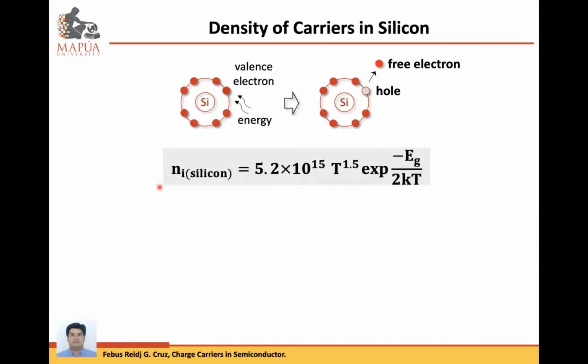And this can be computed using this equation. The density of carriers of intrinsic silicon, meaning pure semiconductor, is equal to 5.2 times 10 raised to 15 multiplied by the temperature in Kelvin raised to 1.5 times the exponential of the negative of the energy gap divided by 2 times K times T. So this is our equation, please take note. Again, this is in chapter 2 also. So copy the formula.